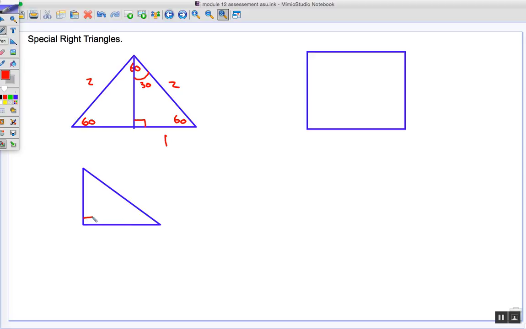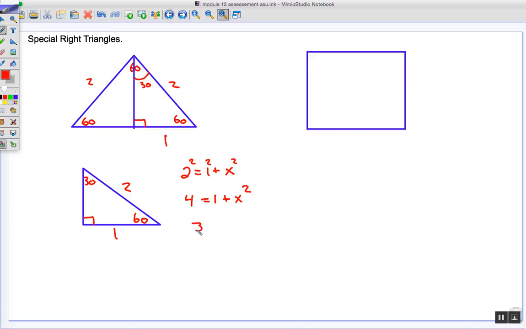So again, there's our 90-degree angle. There's our 60-degree angle. And there's our 30-degree angle. We know that side's 1 and that side's 2. So I'm going to use the Pythagorean theorem to figure out the side opposite your 60-degree angle. So 2 squared is equal to 1 squared plus the side we're looking for squared. So that's 4 is equal to 1 plus x squared.